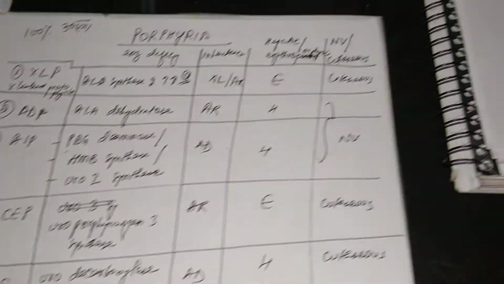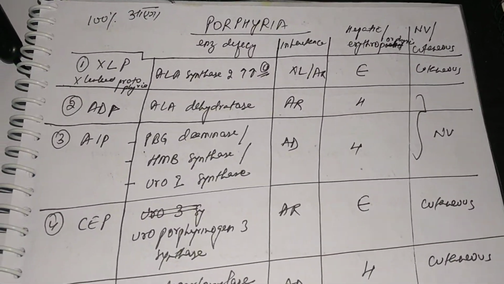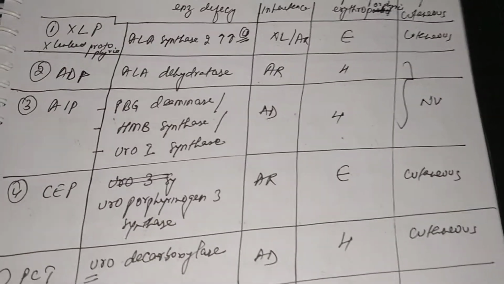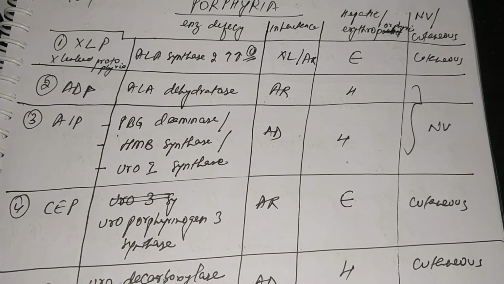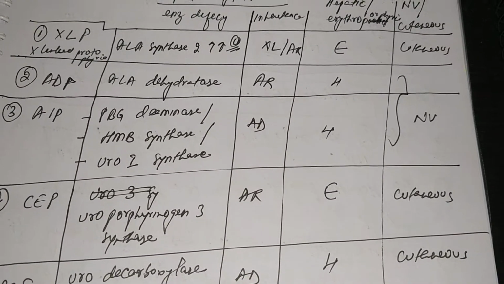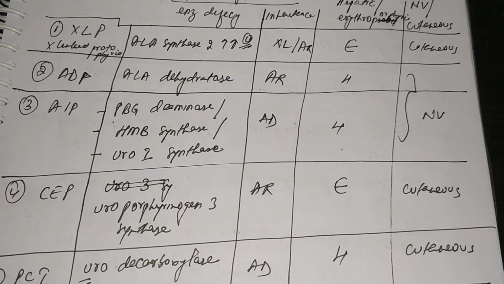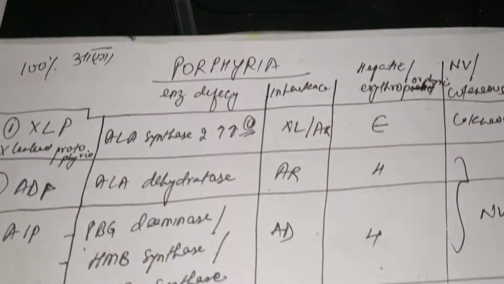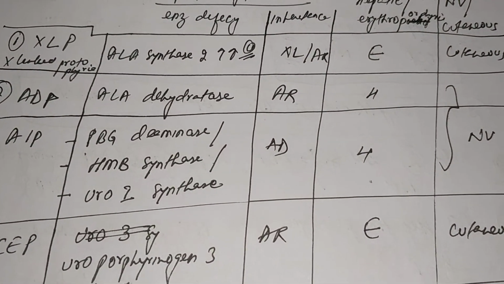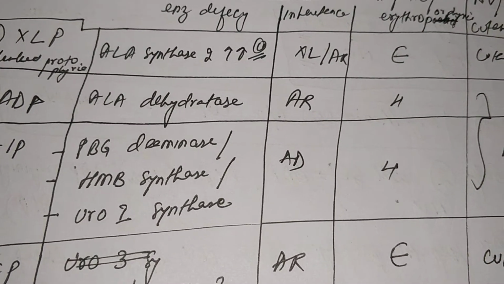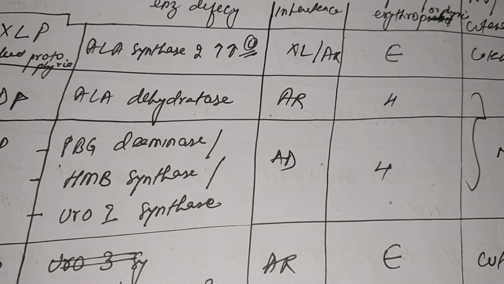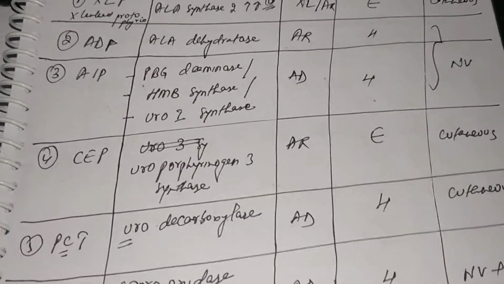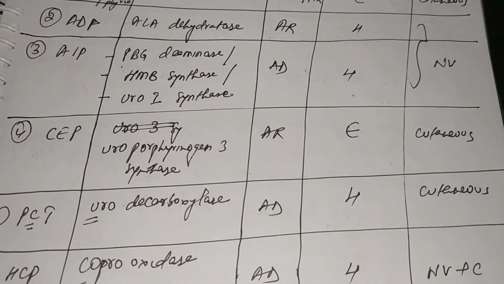First, we need to remember all the enzyme deficiencies. The first one is X-linked protoporphyria. This is the only porphyria where you will not find any enzyme deficiency. Instead of enzyme deficiency, there will be a gain-of-function mutation. That is why the ALAS2 level will increase. I repeat, the ALAS2 level will increase. There is no enzyme deficiency. The rest of them will have an enzyme deficiency.